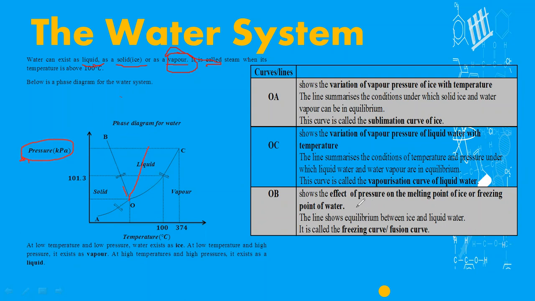So this curve OB shows the effect of pressure on the melting point of ice or freezing point of water. It shows equilibrium between ice and liquid water. That curve can be called the freezing curve of water or the fusion curve. That's the name we normally give it. Are we together, members?